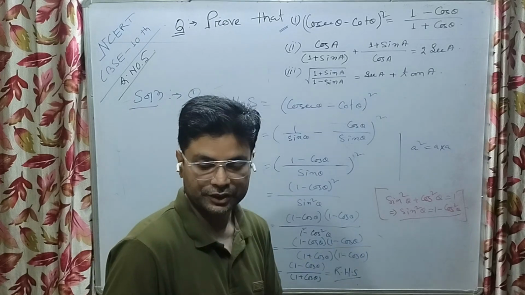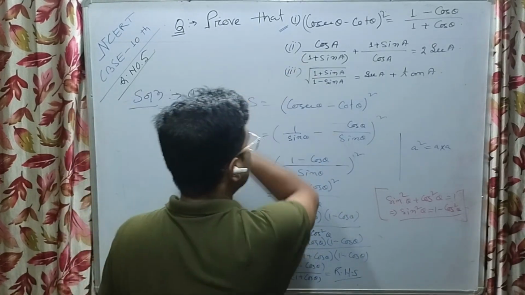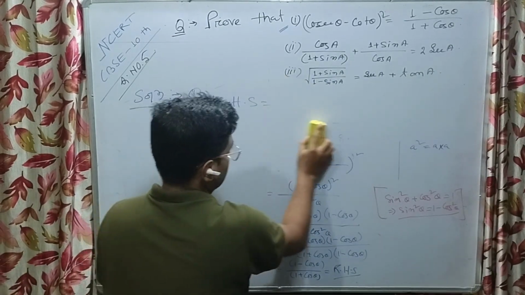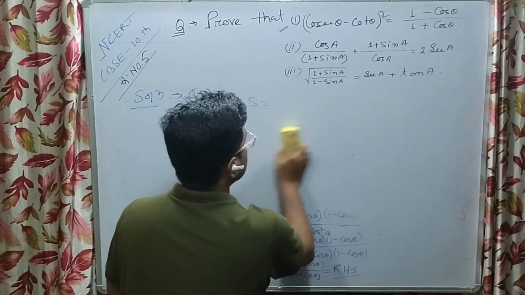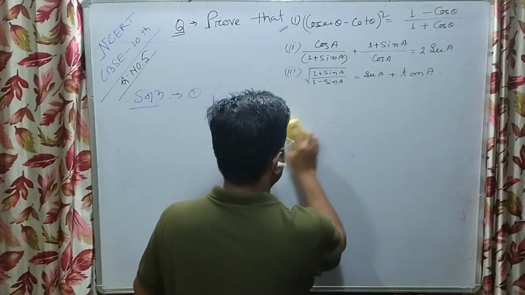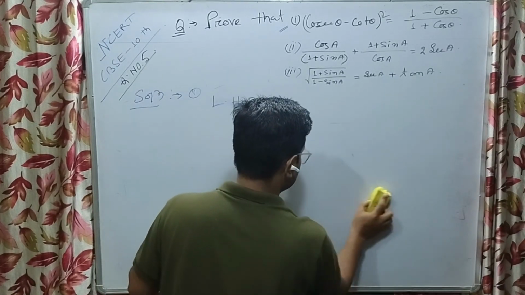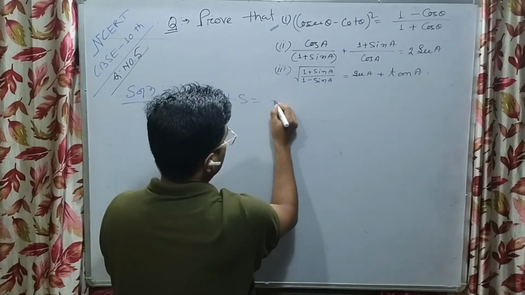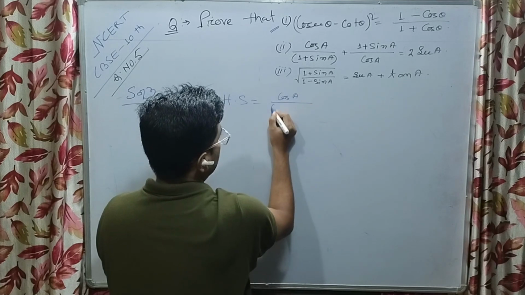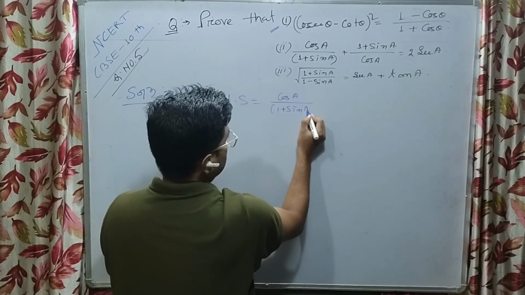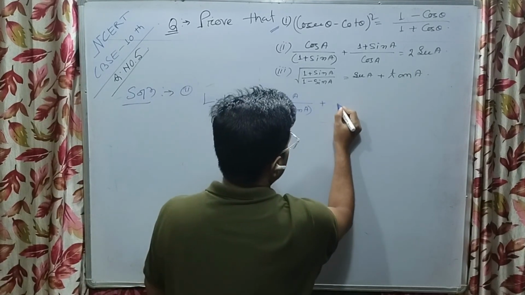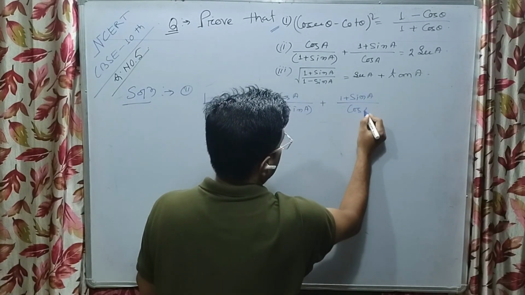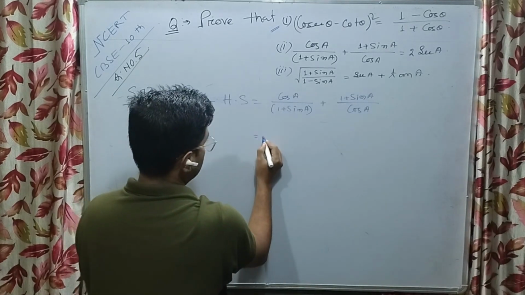Next, I am going to start the second trigonometric problem. The left hand side of the second trigonometric problem is cos A by 1 plus sin A plus 1 plus sin A by cos A.